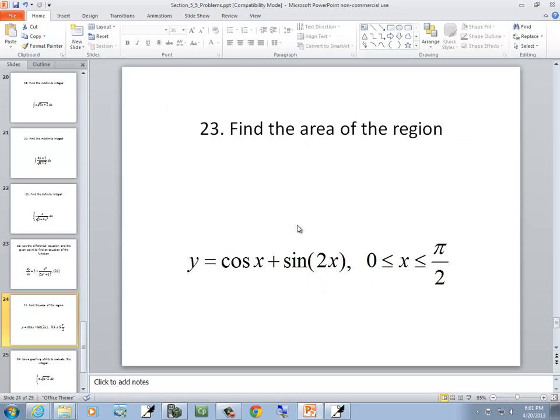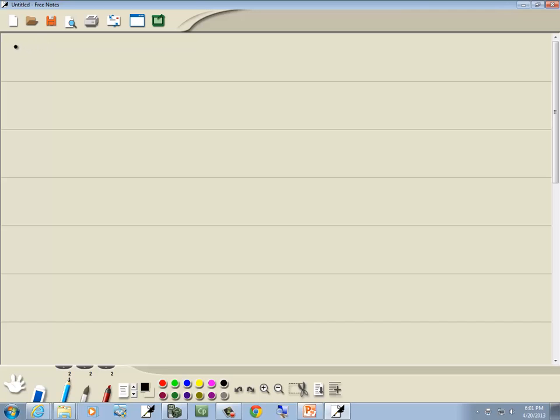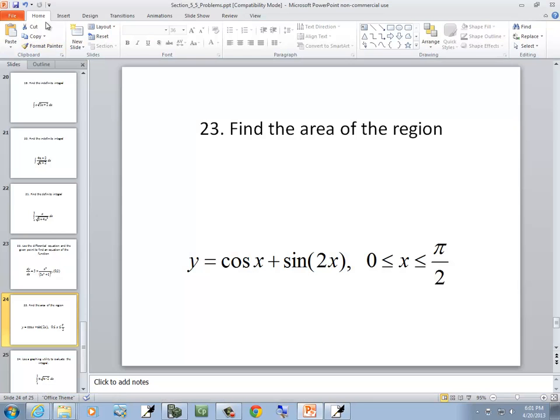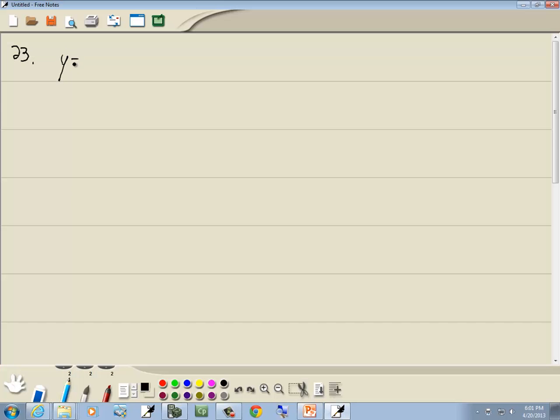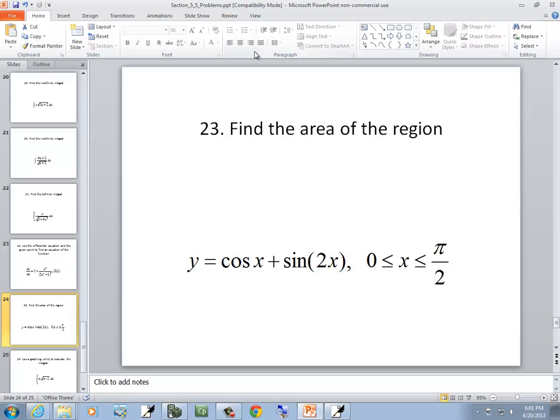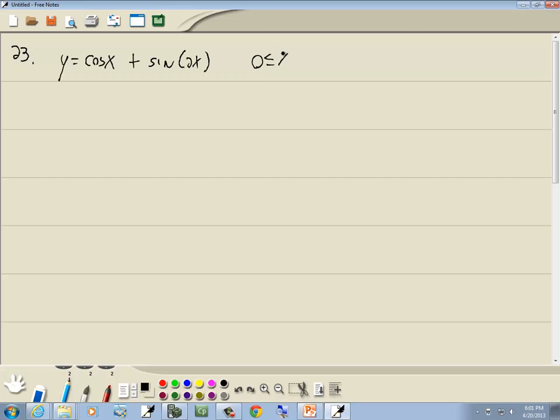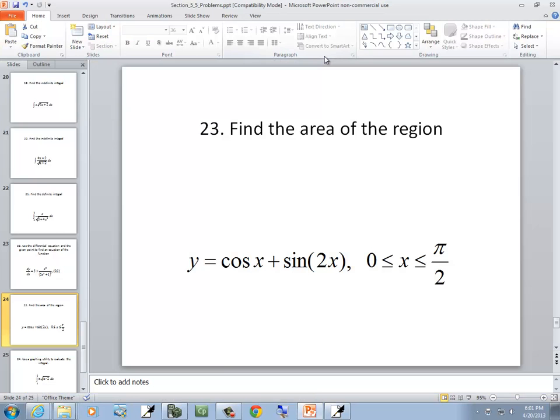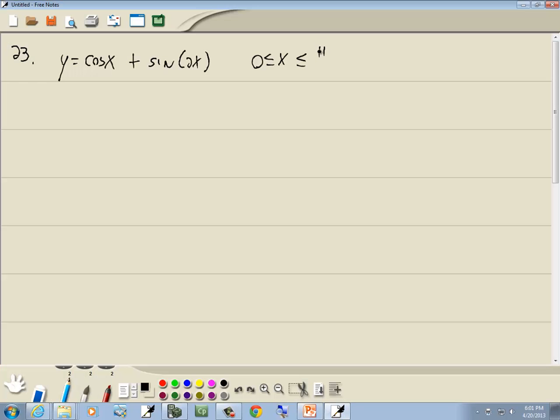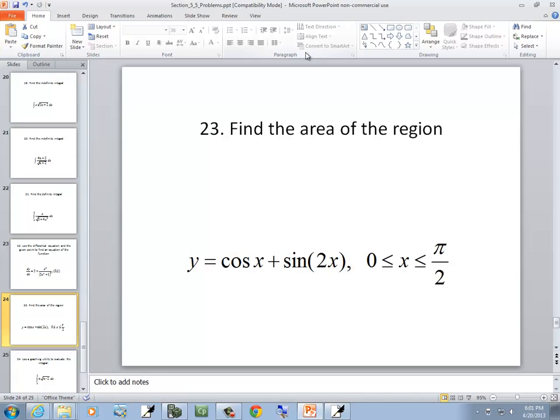And let's look at our next problem. We've got y is equal to cosine x plus sine 2x from 0 to pi over 2. And the instructions say find the area of the region. Well, let's first graph this.